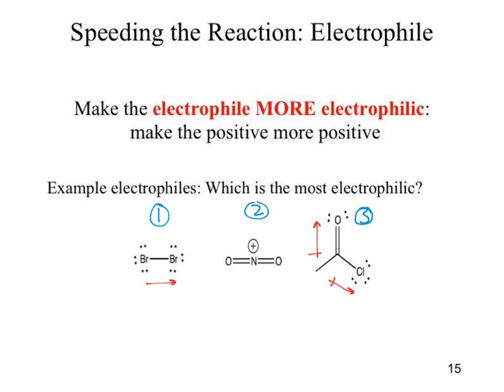Bromine's electronegative. Can it draw electron density away? Why not? They're both electronegative, so the net pole is nothing. So we don't get an electronegativity argument there. So let's go back to our third structure.